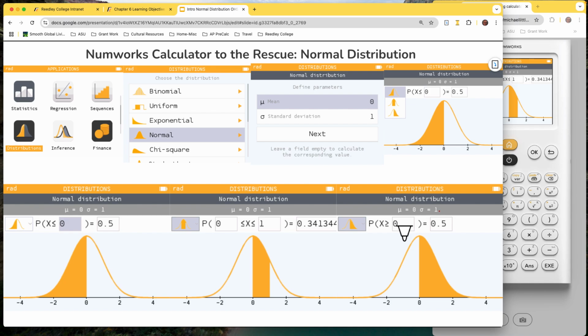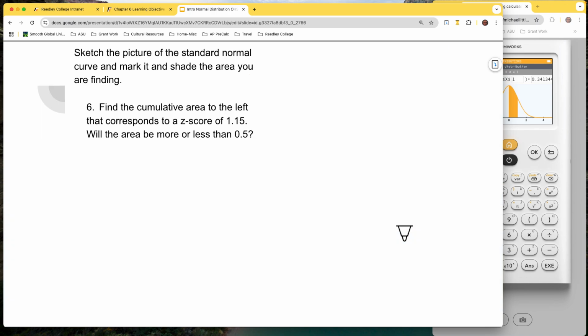Okay, because that's important, because now we're going to do some together, and I want you to practice, because where do you learn to drive? Not in the passenger seat, in the driver's seat. So I want you in the driver's seat while we do this next one. Okay. So here's our first question. We're going to ask you to sketch the picture, and you'll see your calculator will get you there. The question is, find the cumulative area to the left. Is that left, below, above, or between? Left, to the left.